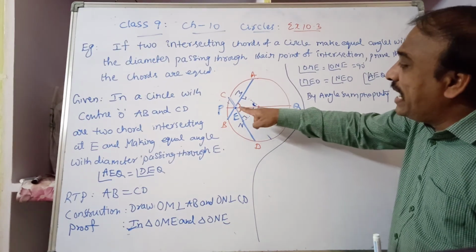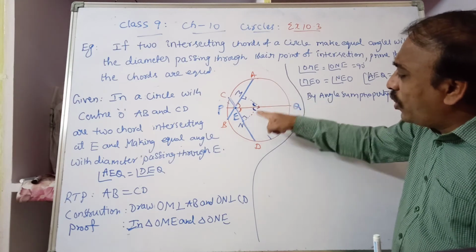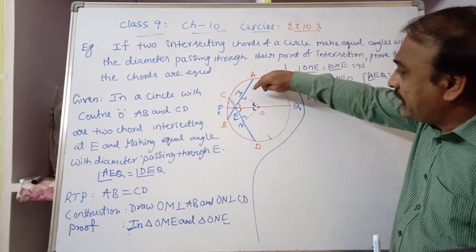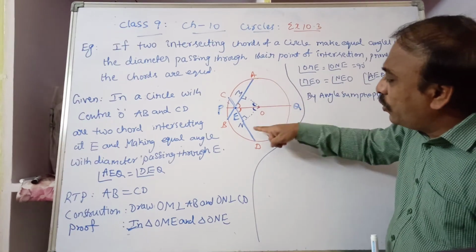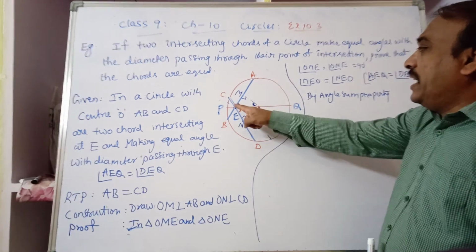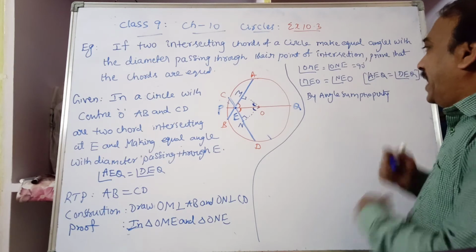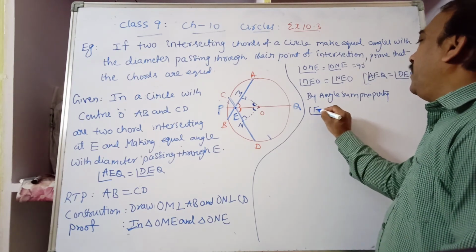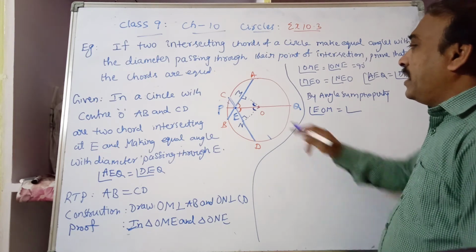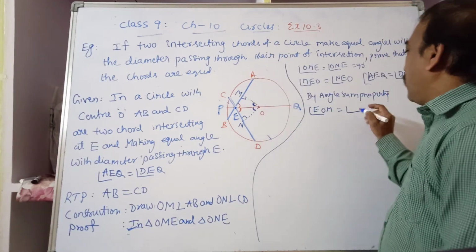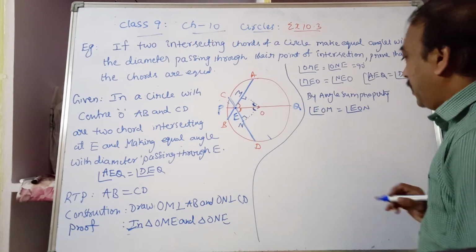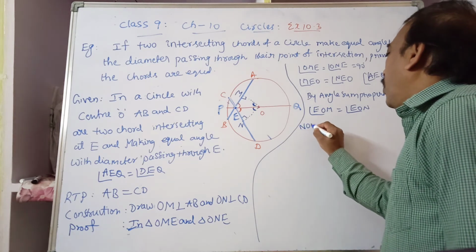What is the third angle? Angle EON is equal to EOM. Or you can write MOE is equal to NOE, or you can say EOM is equal to EON. So angle EOM is equal to angle EON. Now you see.